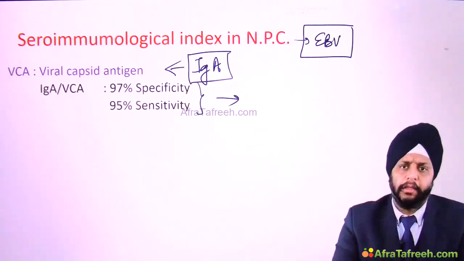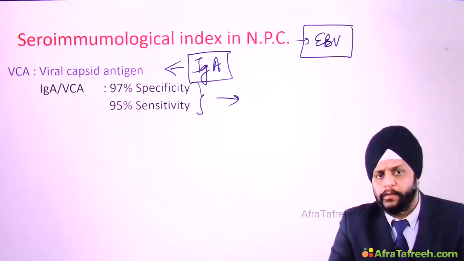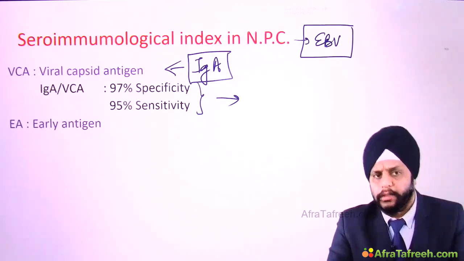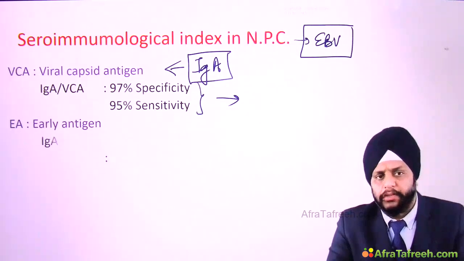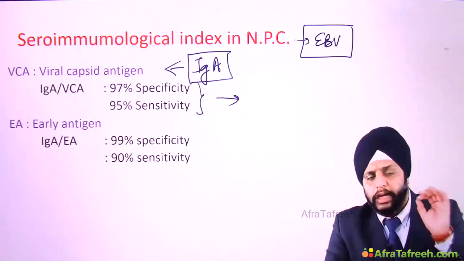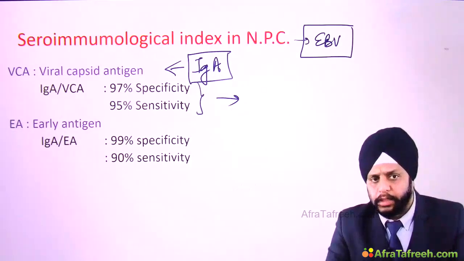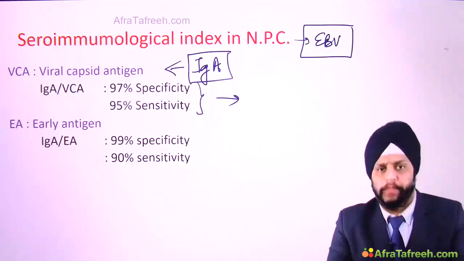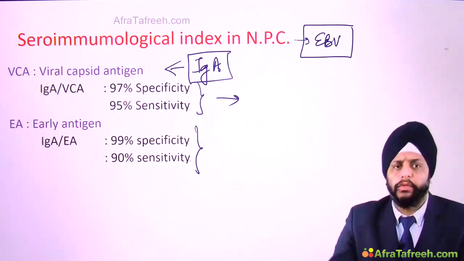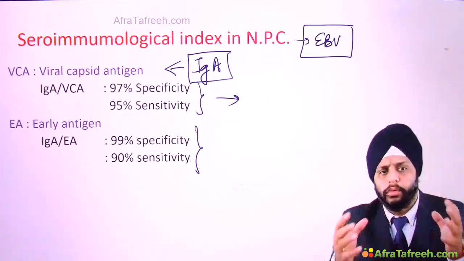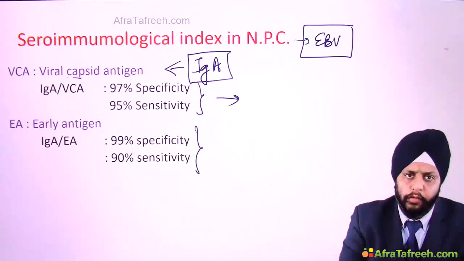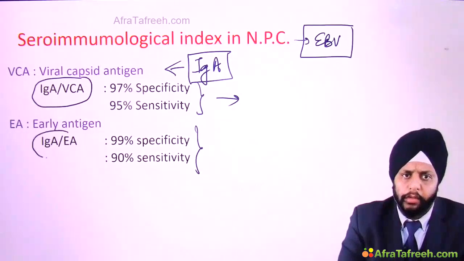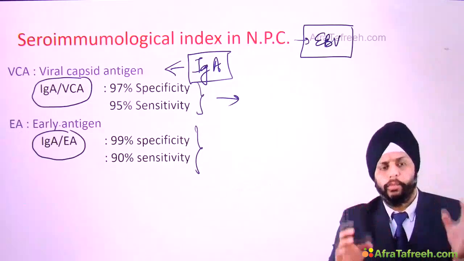The second antigen that is released by the Epstein-Barr virus is the early antigen. Again, we have an antibody to it that is known as IgA to EA. This has 99% specificity and 90% sensitivity. Now, where do we use these two antibody titers? Where do we use IgA to VCA and IgA to EA? They can be used in two ways.